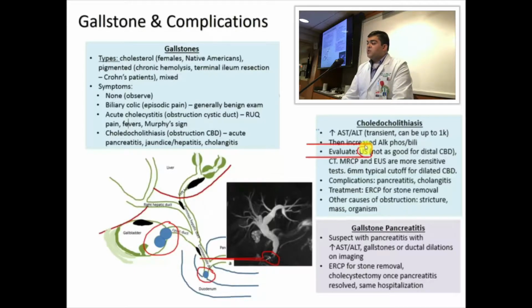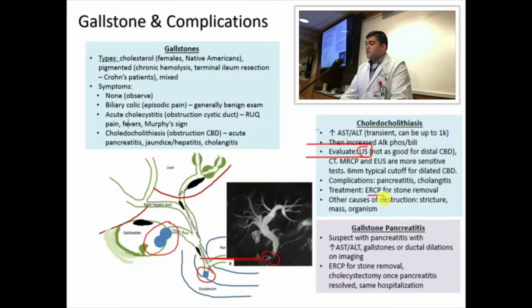So again, some complications can be pancreatitis, depending on where the stone is lodged. You can also get ascending cholangitis, and then the treatment is ERCP. So you contact your GI people if you see a CBD stone, and get them on board pretty early, especially if it's a Friday. See if they can do it that day. If not, they may have to wait or come in on a Saturday. But yeah, ERCP is the mainstay for stone removal. You can also get other causes of obstruction in the CBD. You can have a stricture, you can have a mass, you can have an organism like a bacterial infection causing cholangitis.